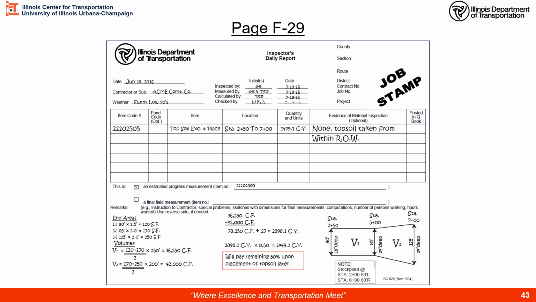Here on page F29 in the dock guide, we have our pay item for topsoil excavation and placement. Here are the measurements that I took in the field. I have two areas. This is area 1, area 2, and I have stationing where I took some measurements of the width. Here I'm 80 feet, here I'm 85 feet wide, and this one's 125 feet wide.